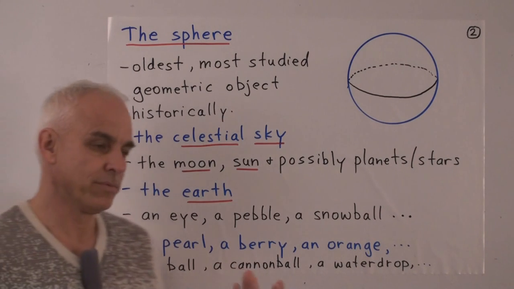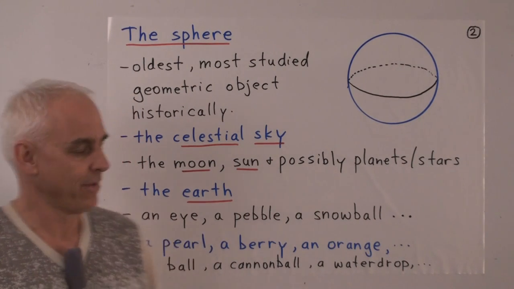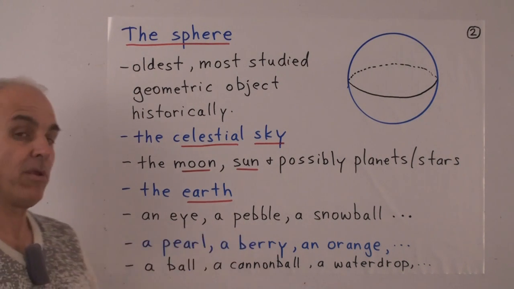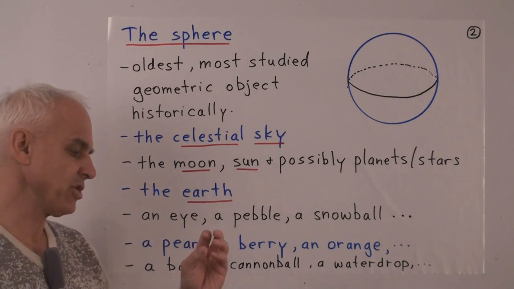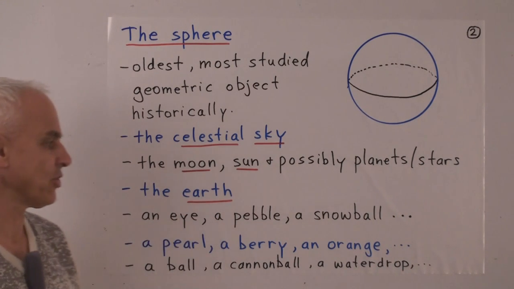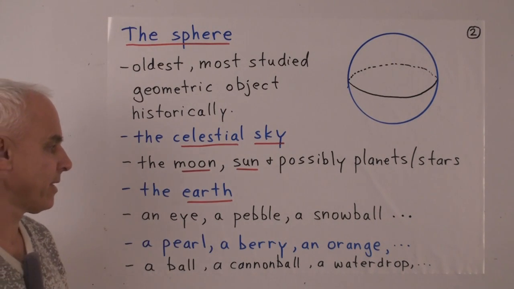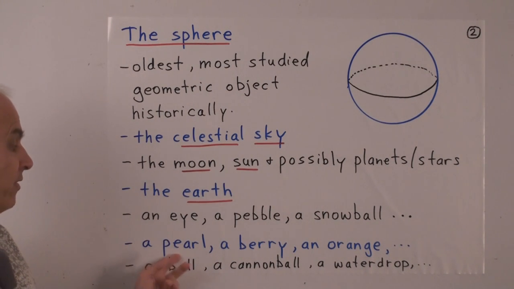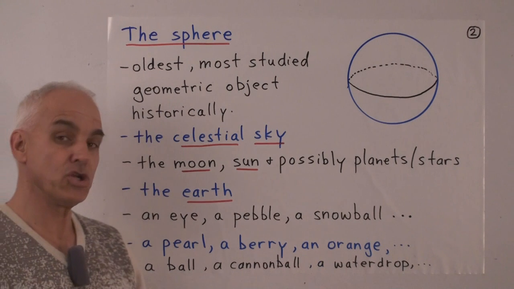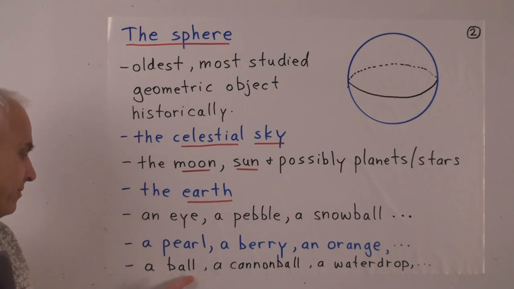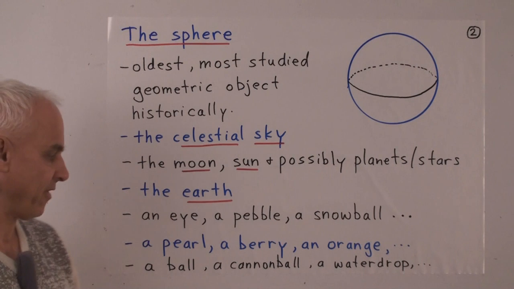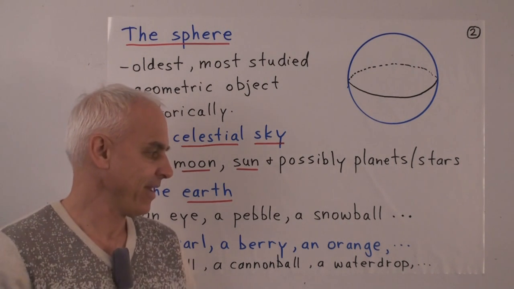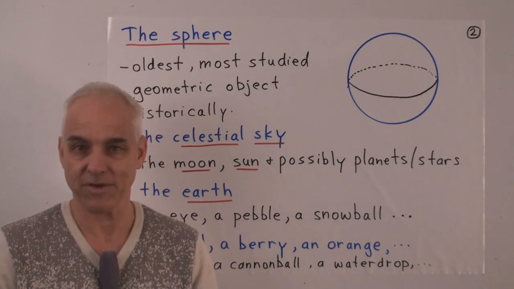There are quite a few objects in ordinary life that are round or pretty well round. An eye, a pebble, although it's actually not so easy to find a very circular or spherical pebble, a snowball, which you can easily make if you're living in snow, a pearl, of course, a berry, an orange, and then with sports, a ball, a very familiar object, a cannonball, a water drop, and no doubt you can think up many other examples.